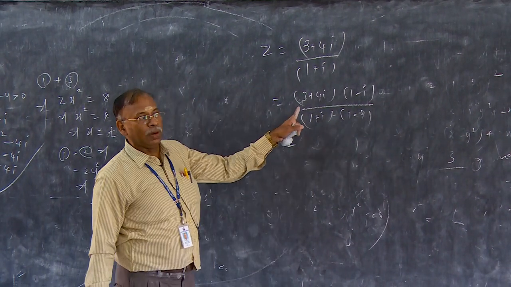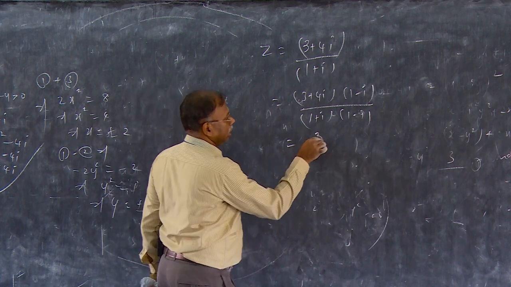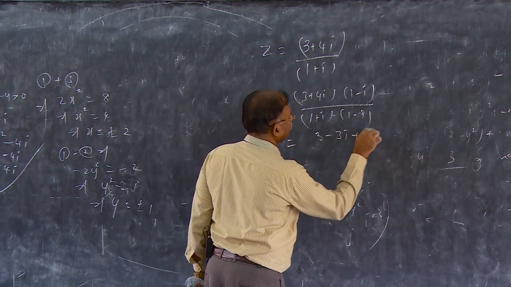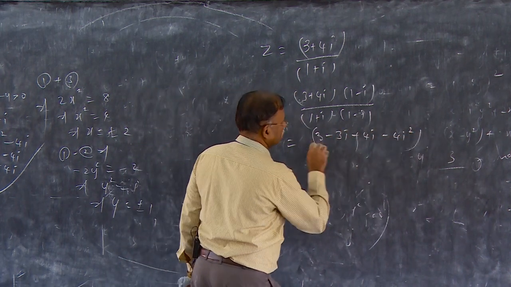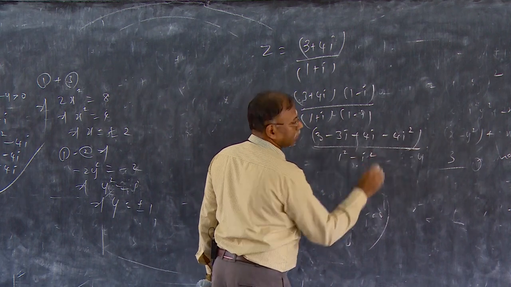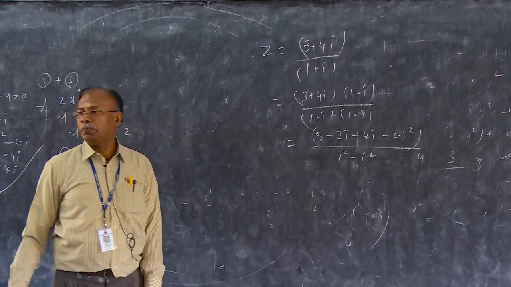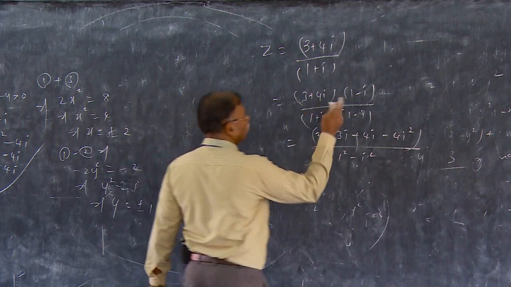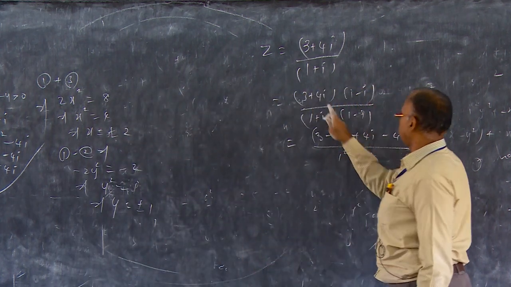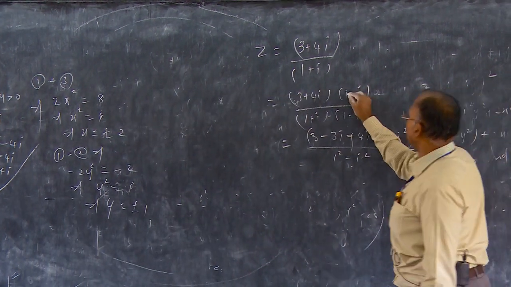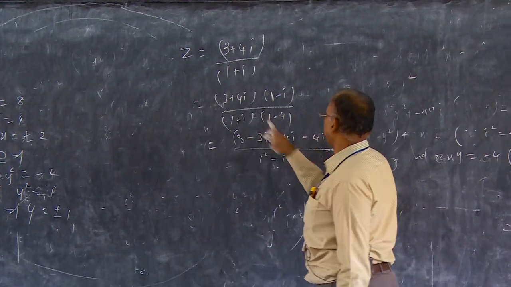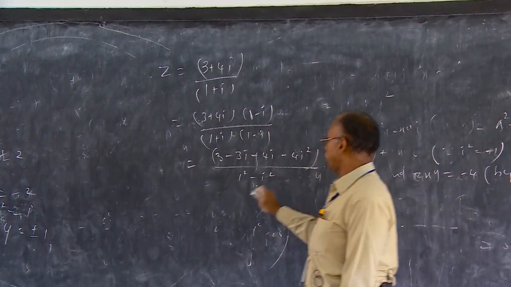Now I am supposed to apply the distributive property. 3 minus 3i plus 4i minus 4i square, divided by 1 square minus i square. For the denominator, I am using the formula a plus b into a minus b. 3 into 1 is 3. 3 into minus i is minus 3i. 4i into 1 is 4i. 4i into minus i is minus 4i square.